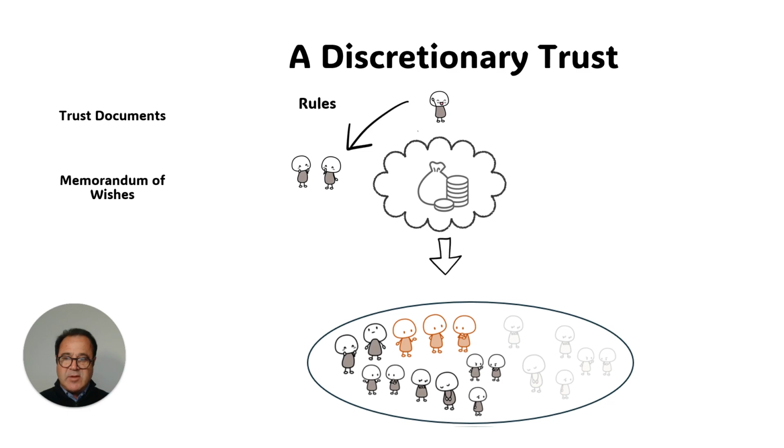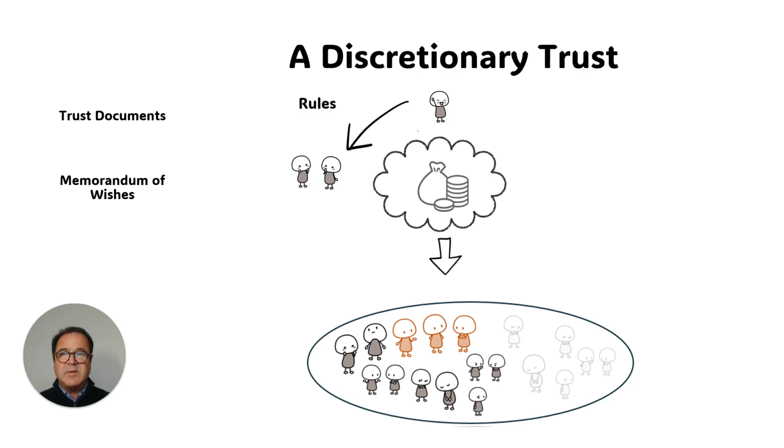And what this is, it sounds a bit strange, but this is basically a letter that the founder writes to the trustees and says, hey, Fred and Susie, as my trustees, here are the things that I would like you to do. Here are the rules that I would like you to follow.